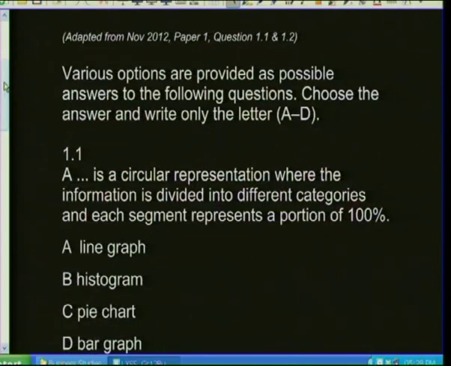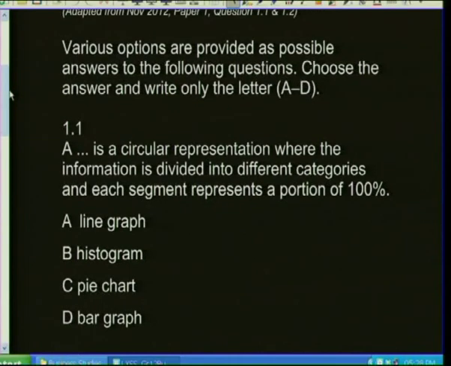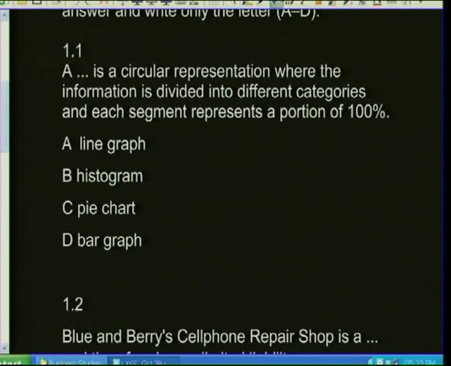Question 1. I started off by putting a multiple choice question, then underline the correct word and match the columns. So it's basically a little bit out of the paper that covers your business ventures topics. So our first question reads as follows. Various options are provided as possible answers to the following questions. Choose the answer and write only the letter. Our first question says, what is a circular representation where the information is divided into different categories and each segment represents a portion of 100%?